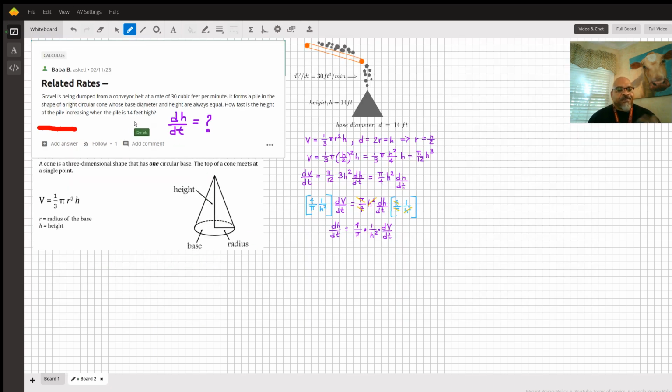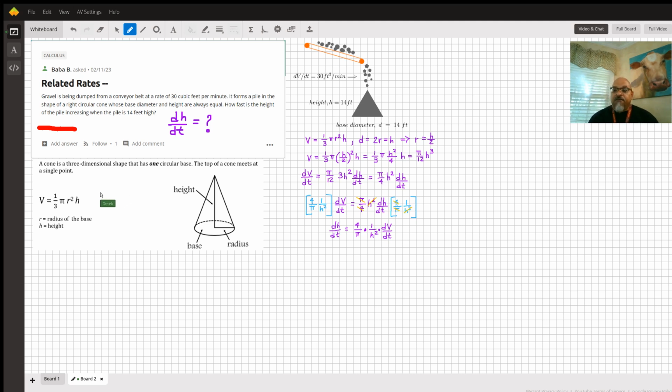All right. So again, it's asking us to find the rate of change of the height, which would be dH/dt. All right, so we got that. First thing we look at is, okay, what's the formula for the volume of a cone? That's the volume is equal to 1/3 pi times r squared times h.